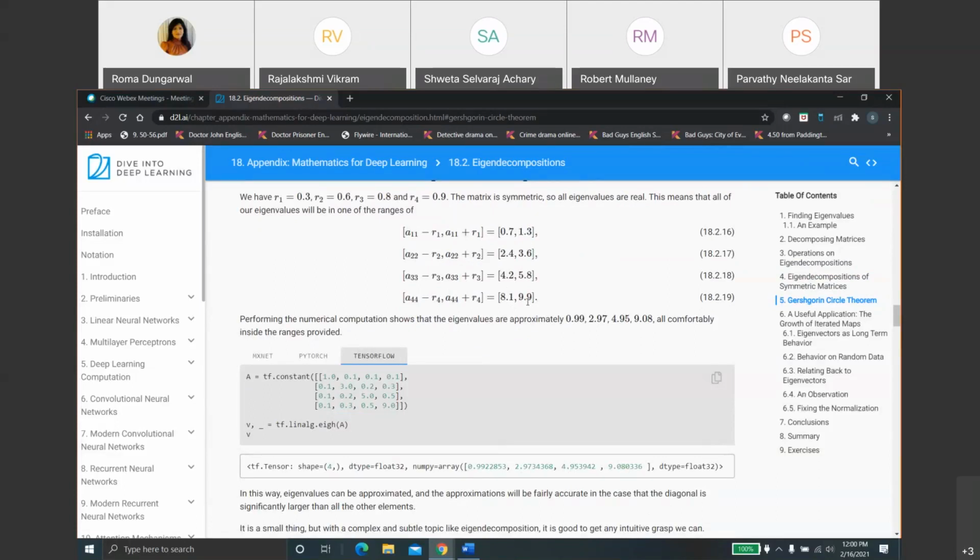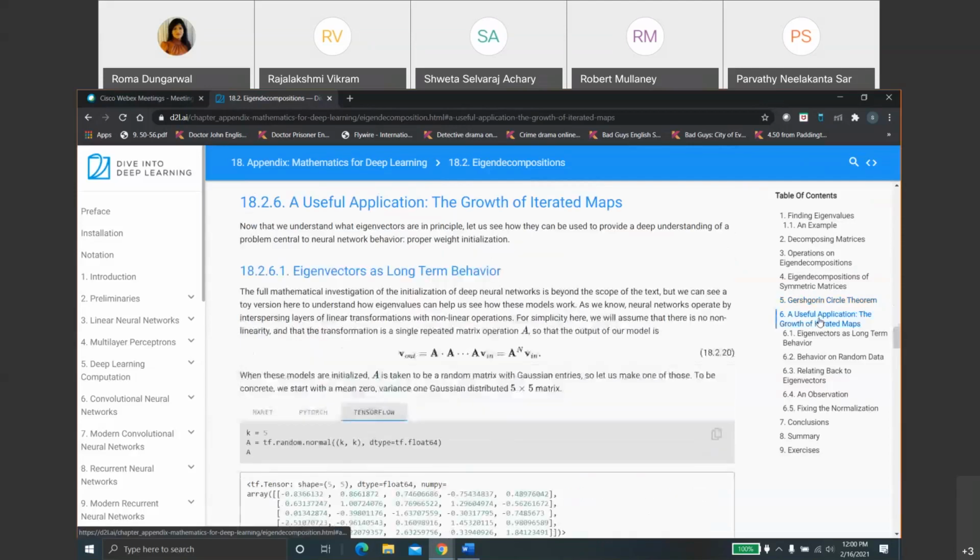Okay, the next thing is applications. I've been talking so much about eigenvalues and eigenvectors. Where is this used other than just for representing a matrix? In real life, in neural networks, where is this used? In neural networks, you can consider that a vector is passed through several layers of transformation, and those layers are basically matrices.